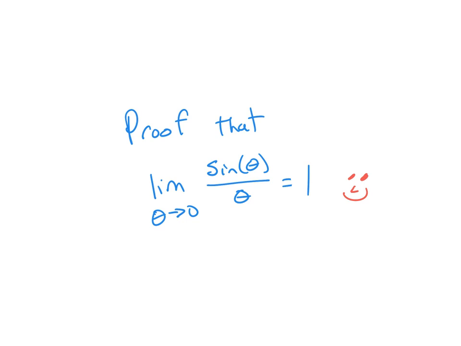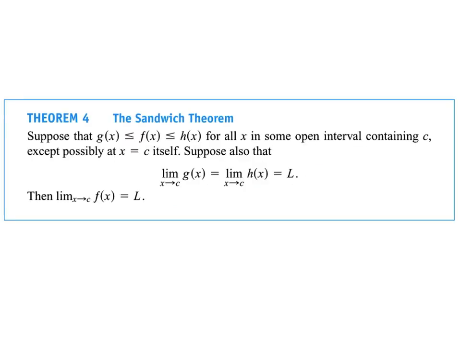Let's run through a proof that shows that the limit as theta approaches 0 of sine theta over theta equals 1. Our proof is going to rely on the Sandwich Theorem. And there are two parts to the hypothesis of the Sandwich Theorem.